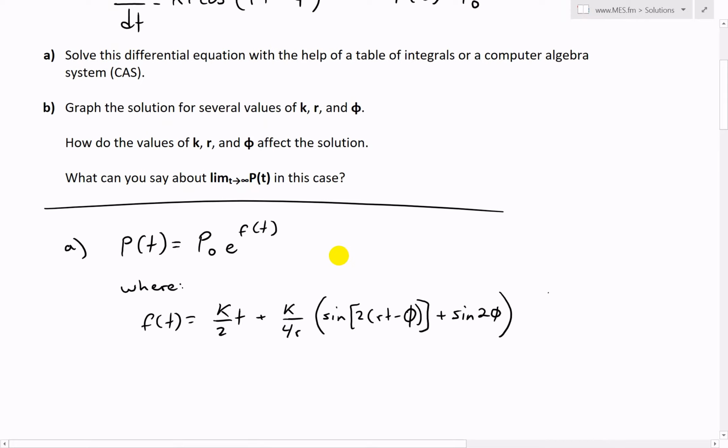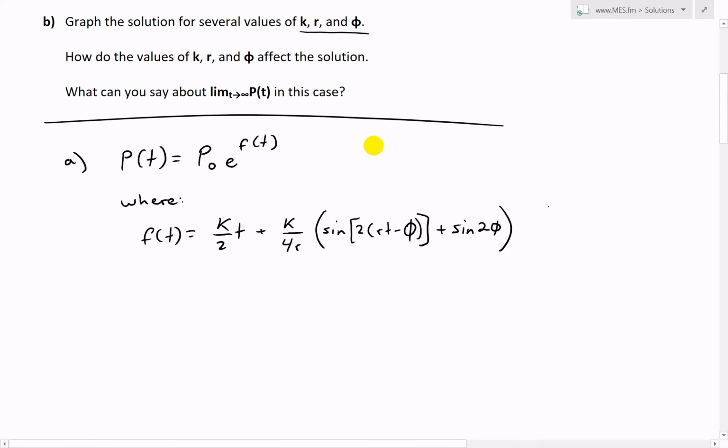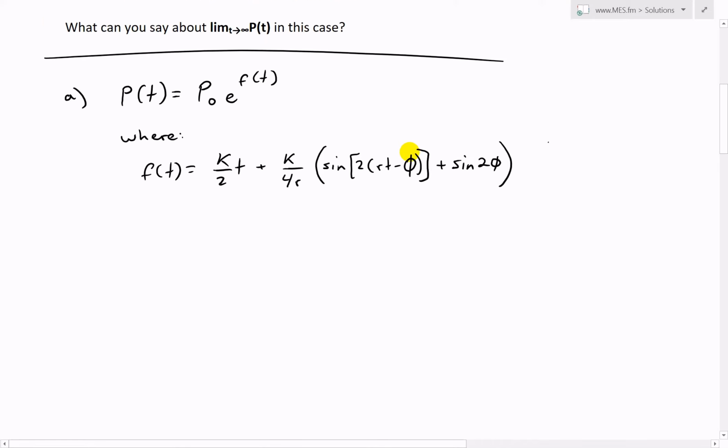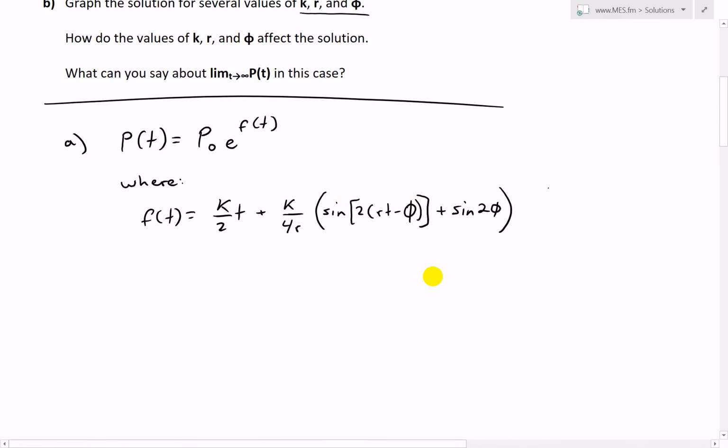Now part B states, graph the solution for several values of k, r, and phi. Phi is just a Greek alphabet symbol. How do the values of k, r, and phi affect the solution? And what can you say about the limit as t approaches infinity of P of t in this case? So let's plot these out. First, we have to graph the solution for various values of these.